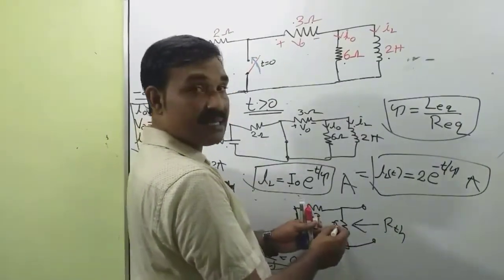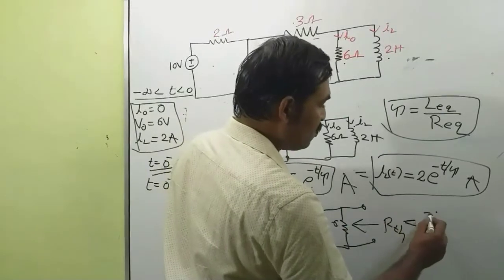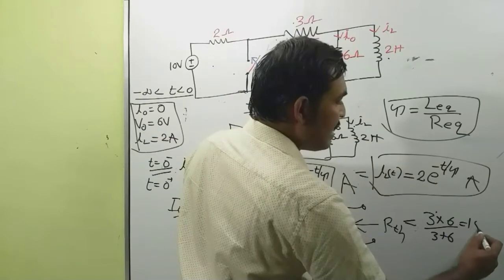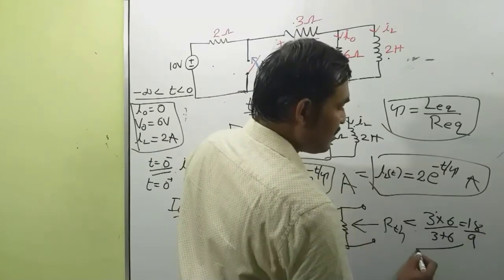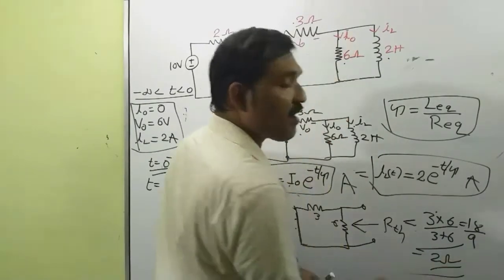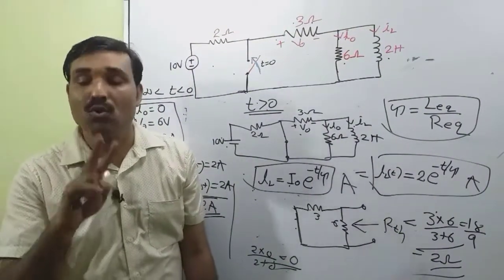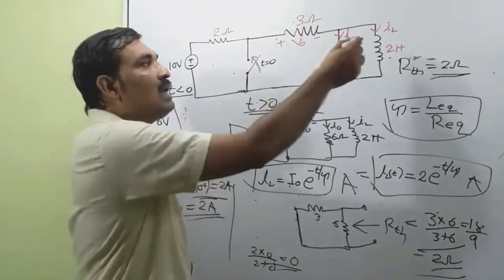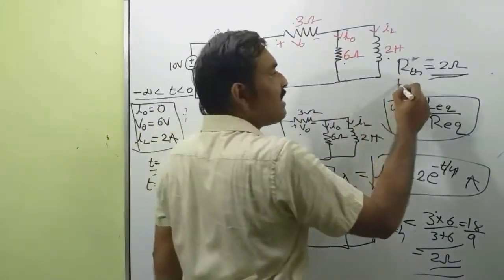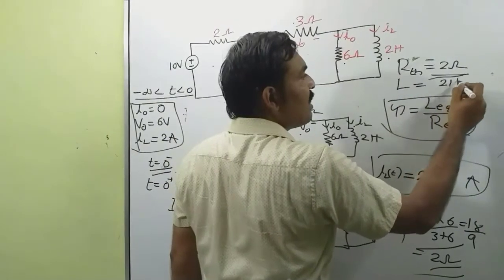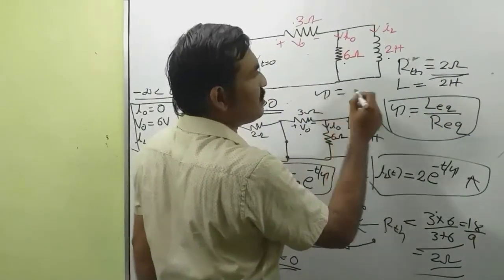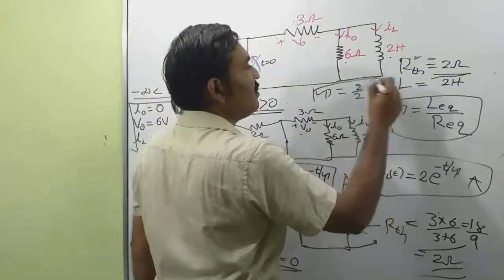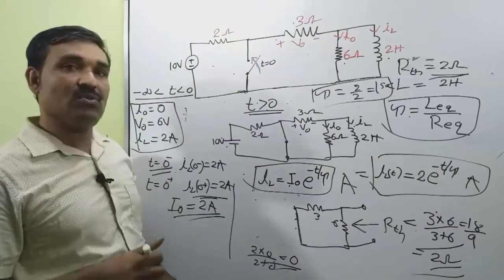Now this 3 and 6 are in parallel. So RTH is equal to 3 into 6 divided by 3 plus 6, that is 18 divided by 9, that is equal to 2 ohm. So the value of RTH is equal to 2 ohm. And in the circuit, we have only one inductance. So L equivalent is equal to L, that is 2 Henry. So tau is equal to 2 by 2, that is equal to 1 second. Now we find the value of time constant tau is 1 second.